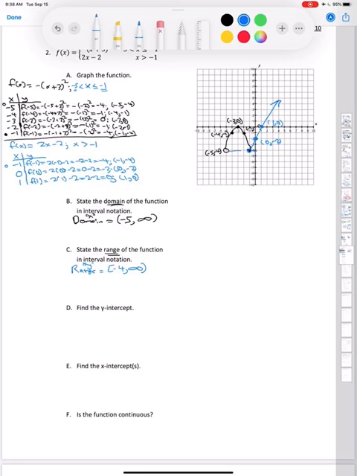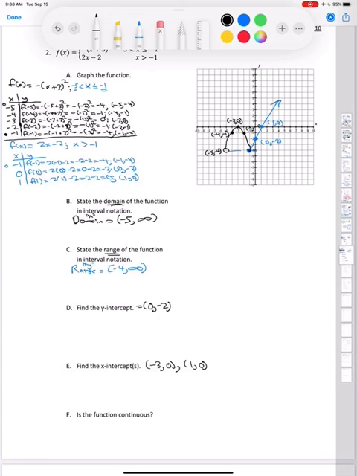Find the y-intercept. The y-intercept point we've already got labeled from that second piece, 0, negative 2. That's our y-intercept. And our x-intercepts, we have 2 of them. We have one at negative 3 on the x-axis, so negative 3, 0. And we have one at x equal to 1. It's another 0, so 1, 0.